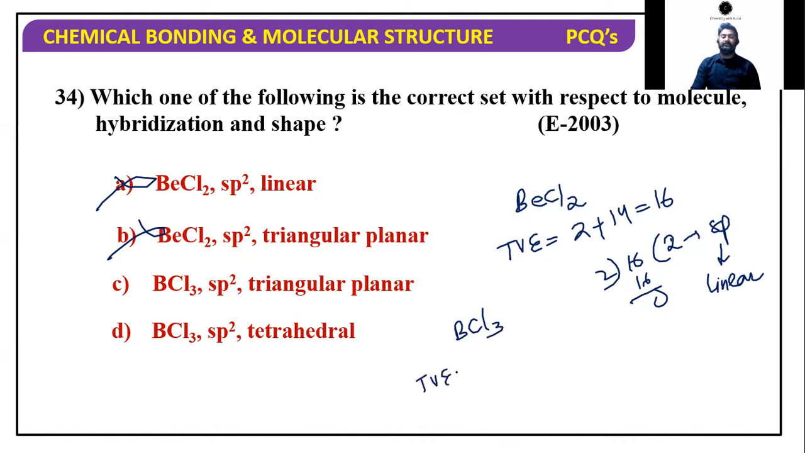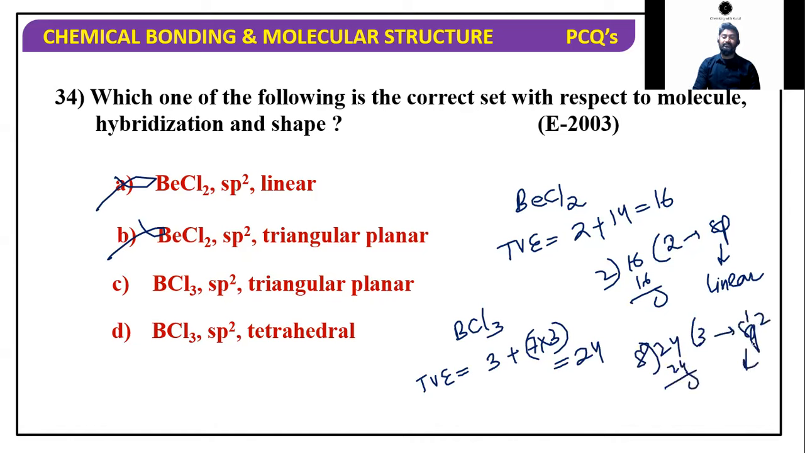Total valence electrons. For those who don't know how to do this, as I told you, go through the lecture. I have linked it on the I button above. I have given you the link for that video. You can go and watch, and again come back and do it. So 3 plus 7 into 3, 21, 24. 24 divided by 8, 3, remainder 0. 3 means sp2. sp2 meaning 1 plus 2, 3. 3 meaning tri.